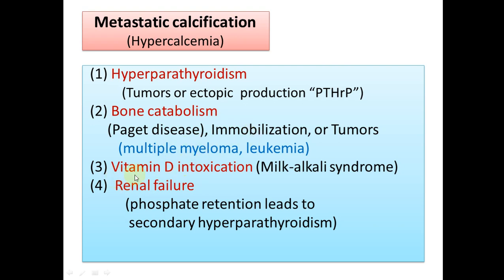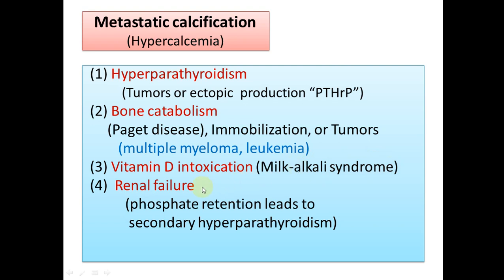And vitamin D intoxication, when there is excess vitamin D, it will increase the absorption of calcium from the gastrointestinal tract, and this type of condition is seen in milk alkali syndrome, in which some people ingest a lot of milk, and they may get themselves exposed to vitamin D intoxication, which will cause hypercalcemia and increased concentration of calcium in the blood.